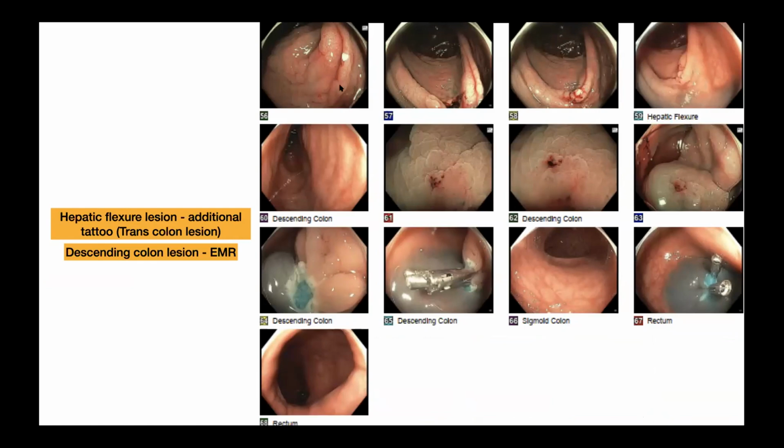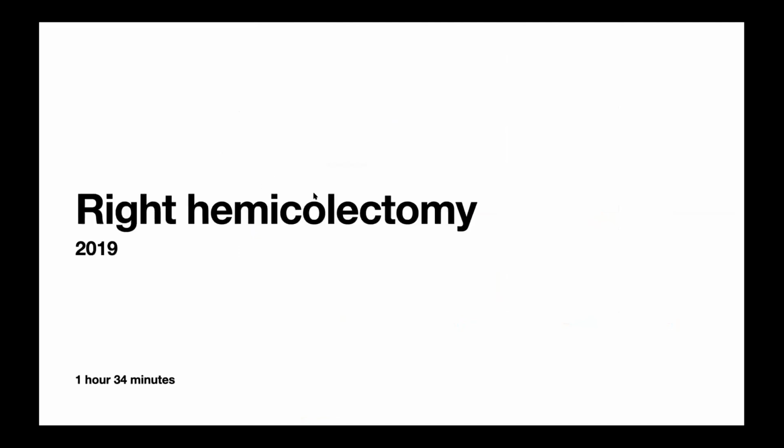So we came back to the so-called hepatic flexure proximal transverse colon lesion, put an additional tattoo, and then resected the descending colon lesion and came out. So the goal was at this time to have a right hemicolectomy with the proximal transverse colon / hepatic flexure lesion included. All the specimens came back as tubular adenomas, whatever we dissected.